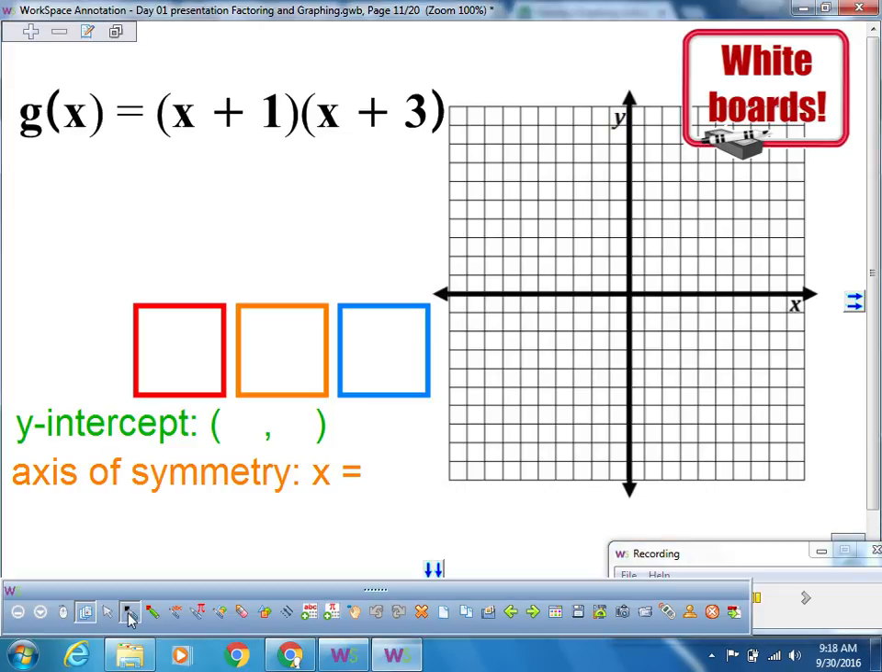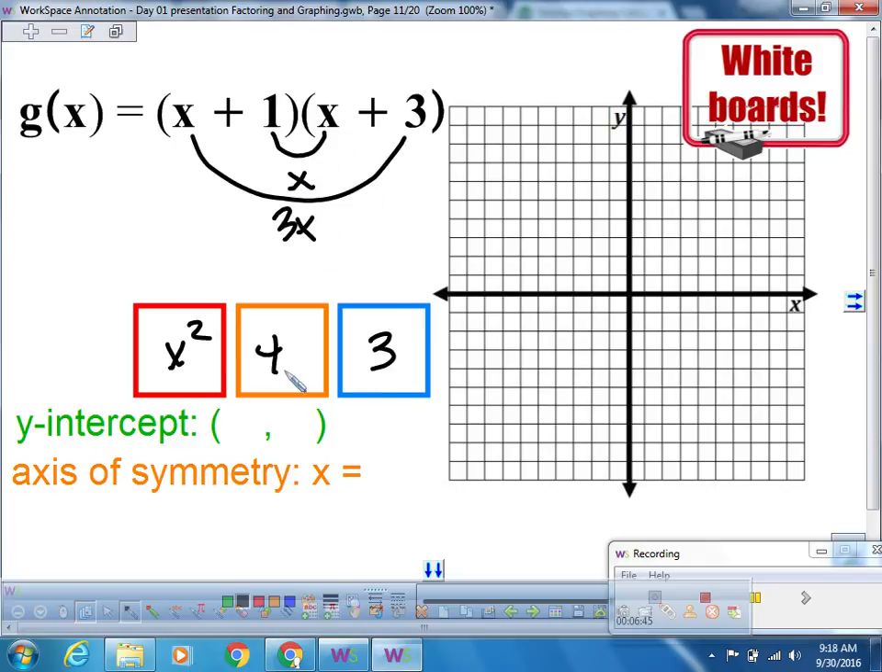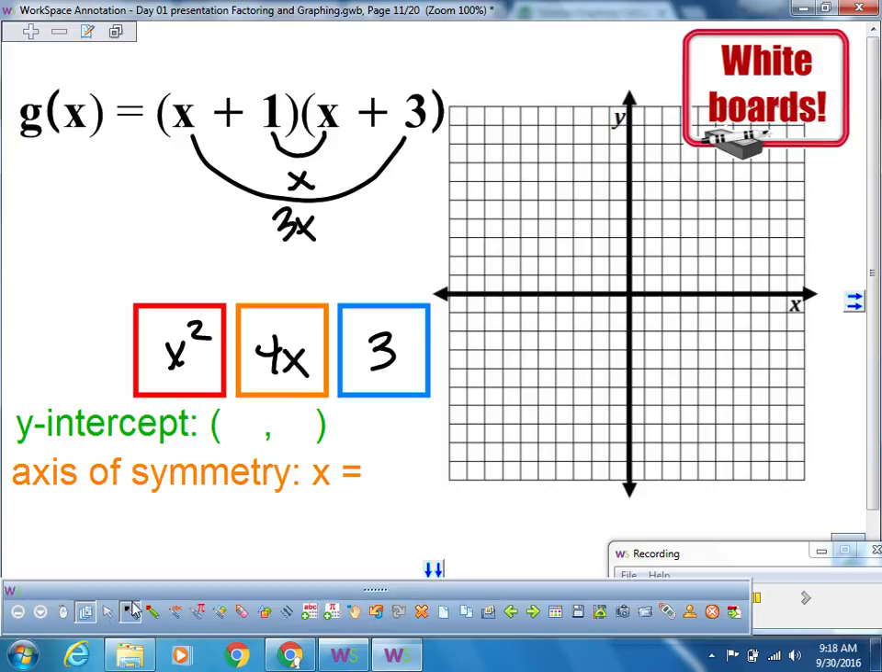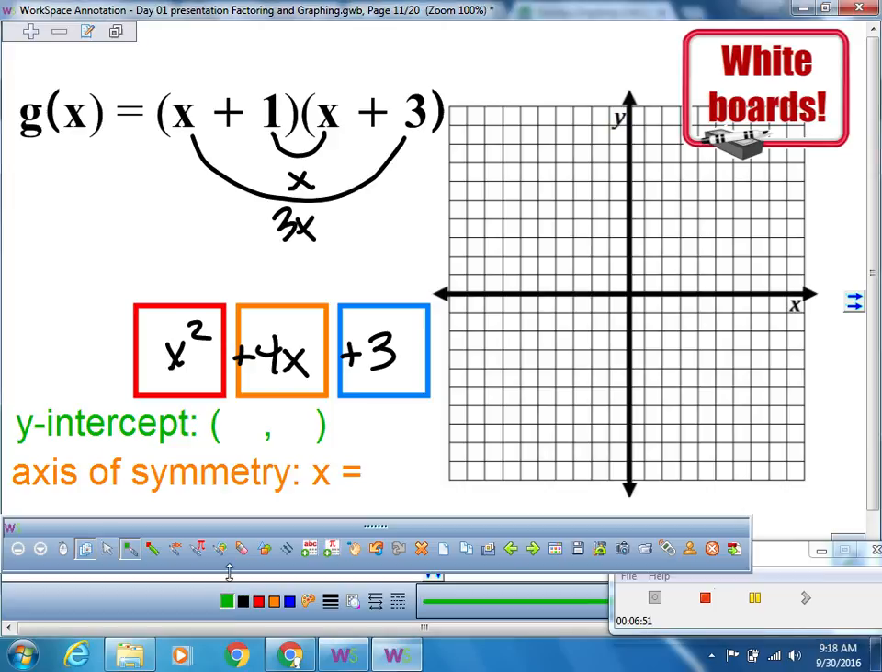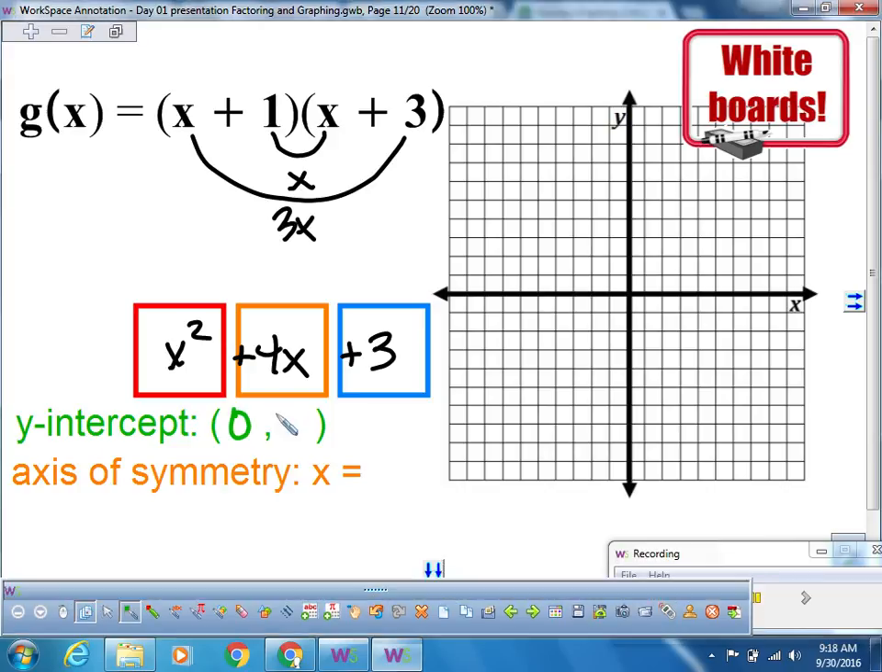So I've got x times x is x squared. 1 times 3 is 3. 1x and 3x makes 4x. Pretty quick, right? I know my y-intercept is 0, 3 because of this. Go ahead and plot that. 0, 3.